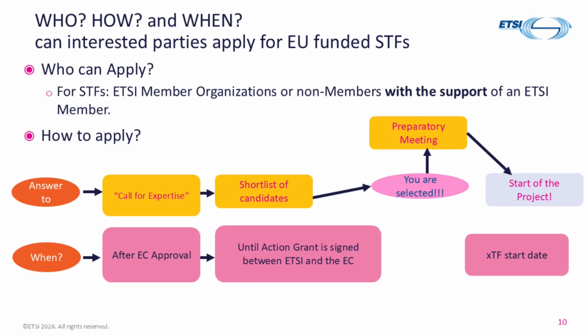A preparatory meeting is then held with the selected experts, the ETSI Secretariat, and the reference body chair. At this stage, the work plan is confirmed. This is the draft work plan, along with resource allocation and key operational details. The project then starts, depending on the agreed STF start date. And as with the funded work programme, voluntary contributions from ETSI members may also be included.